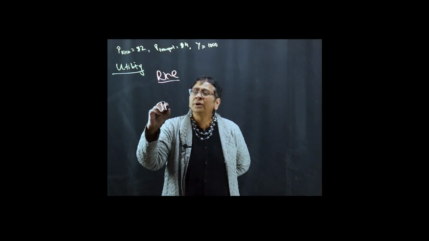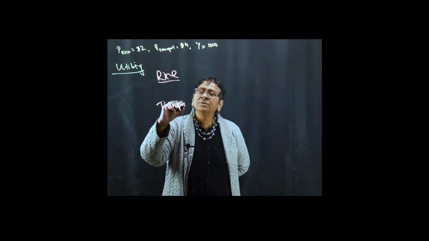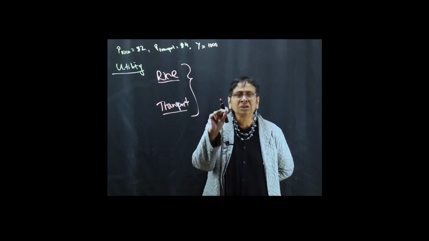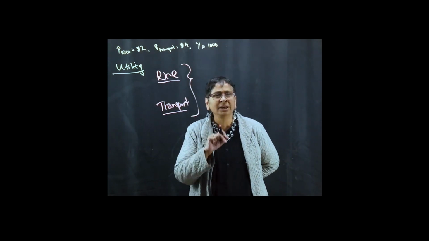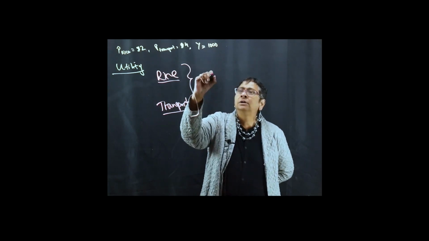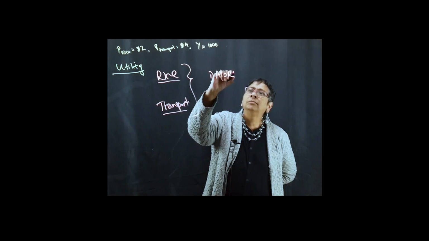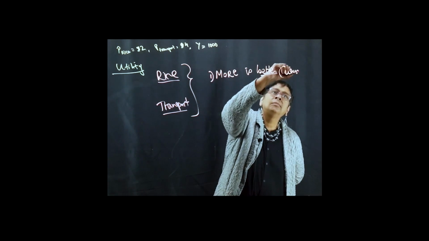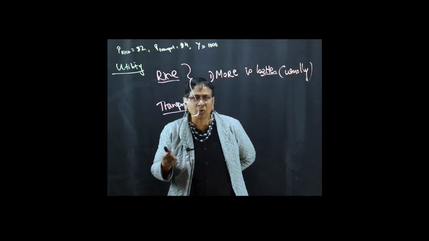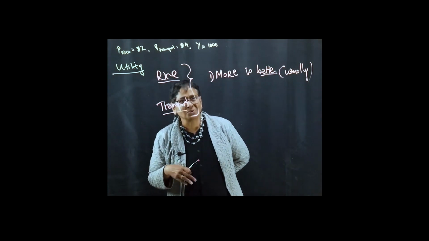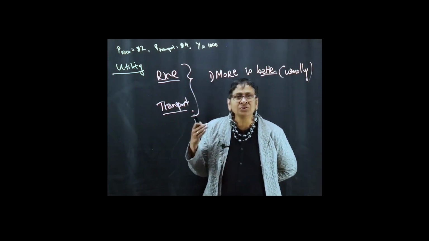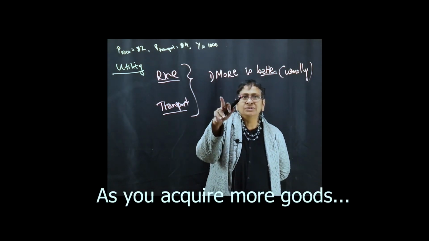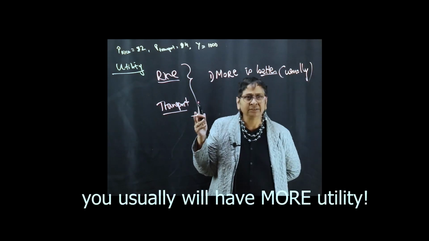So what I'm going to argue is something kind of interesting. Even though I can't actually compare among people, I can make an interesting observation. That for most people, more is better. More transport is better than less transport. More rice is better than less rice. So I'm going to suggest that as you acquire more goods, you usually will have more utility.